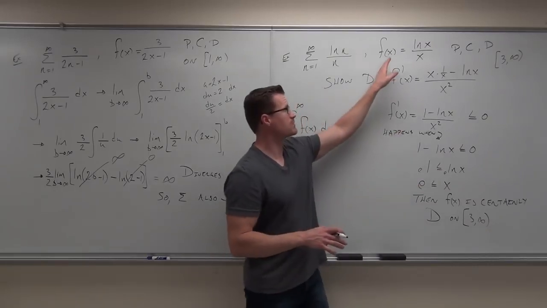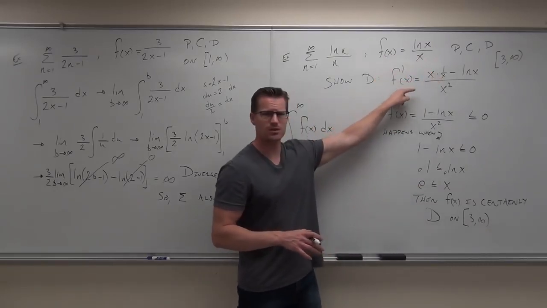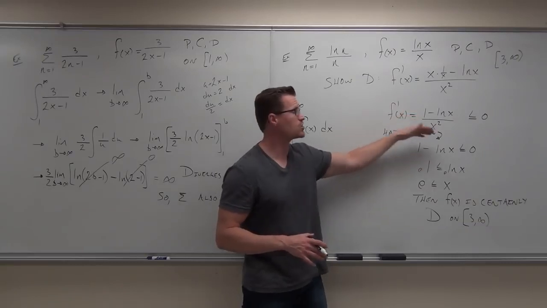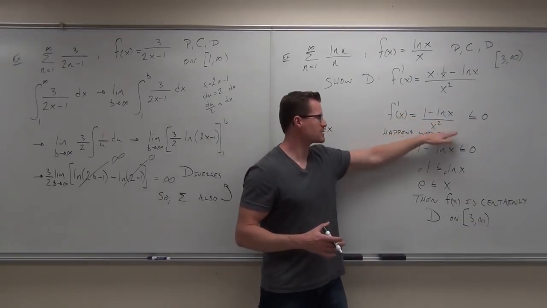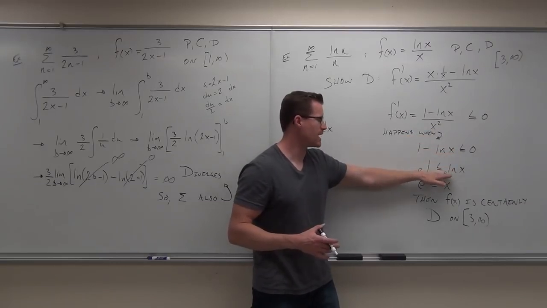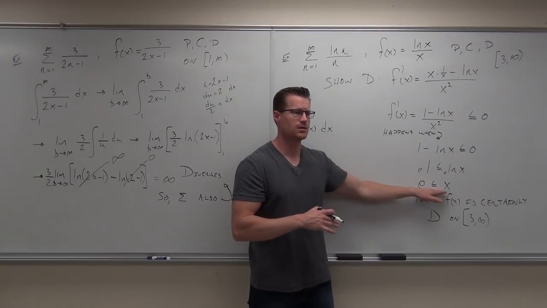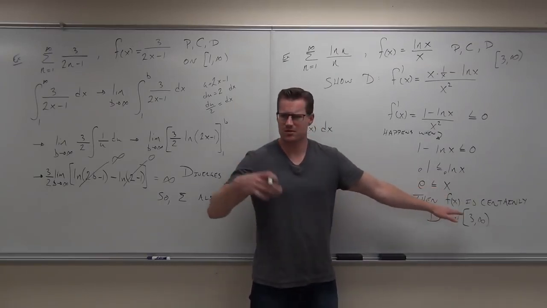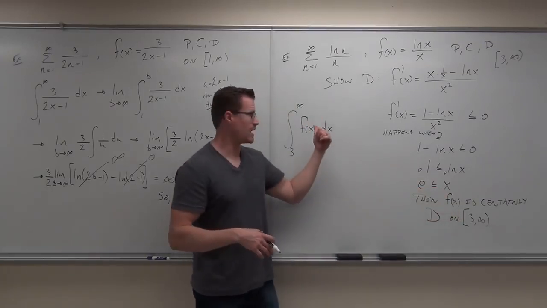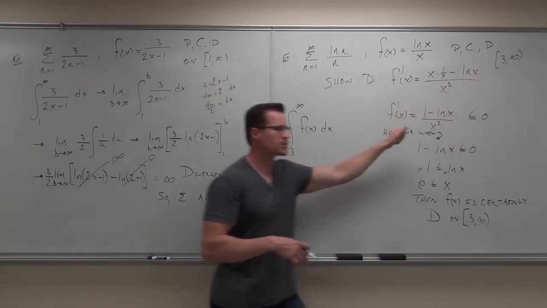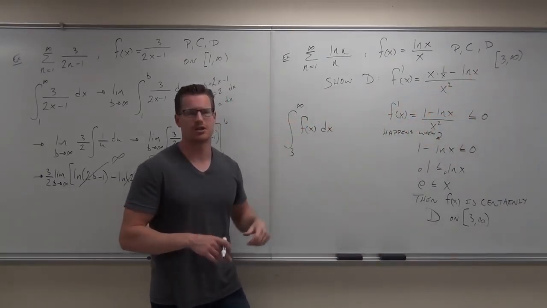So, check positive, check continuous. You guys okay with the decreasing part of this? Derivatives have to be less than 0 for decreasing. So this will be less than 0 when 1 minus ln x is negative. Take e on both sides. When this happens, x has to be bigger than e. Make it 3. 3 is bigger than e. Therefore, this will be positive, continuous and decreasing on 3 to infinity. Start your integral at 3. We'll finish it up next time.